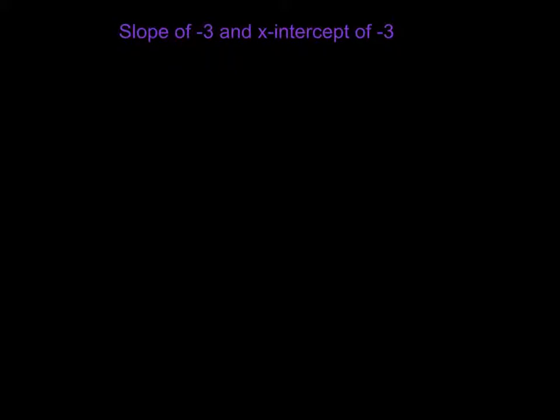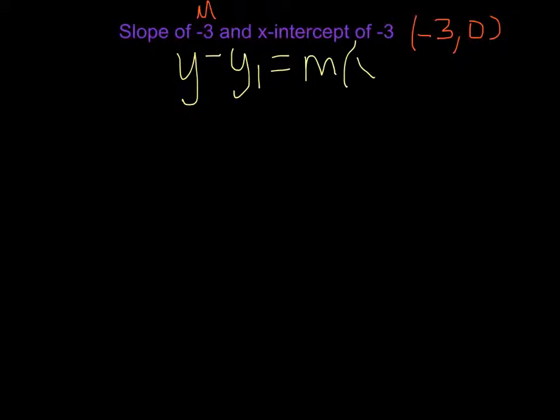Another example, you have a slope of negative 3, that's our m, and an x-intercept of negative 3. That doesn't give us a point, but we know that the x-intercept is always the number for the x value and 0 for the y value. So our point is (-3, 0). Remember, we're going to use the point-slope formula, which is y - y1 = m(x - x1). We're going to plug in what we know.